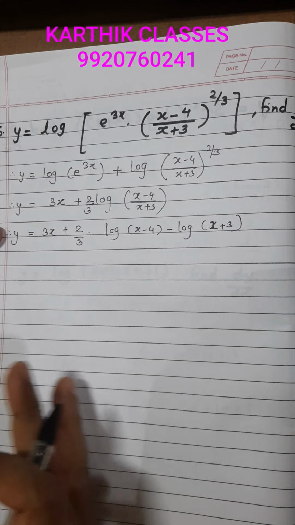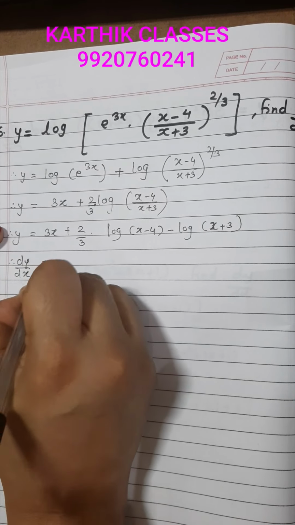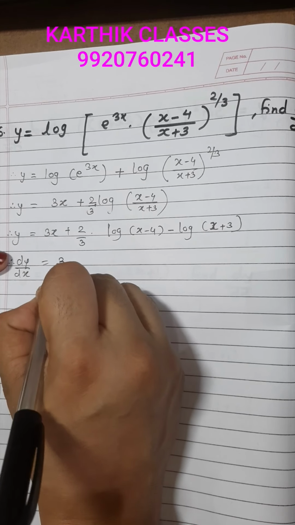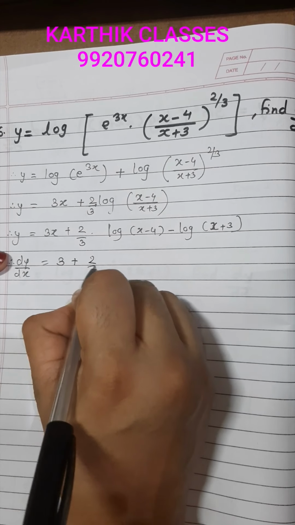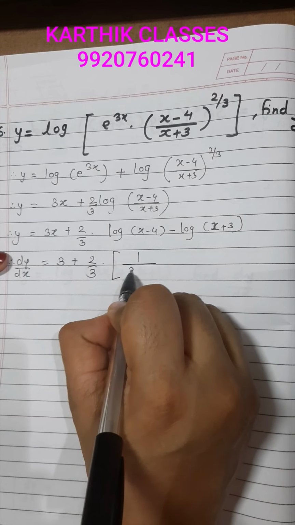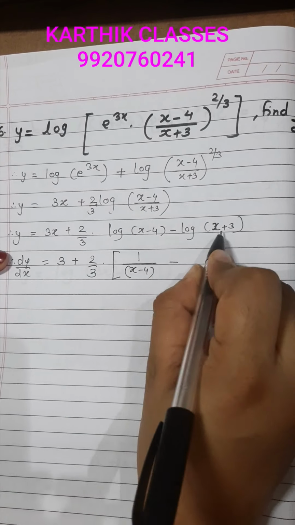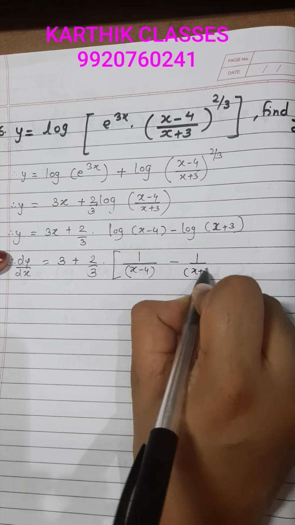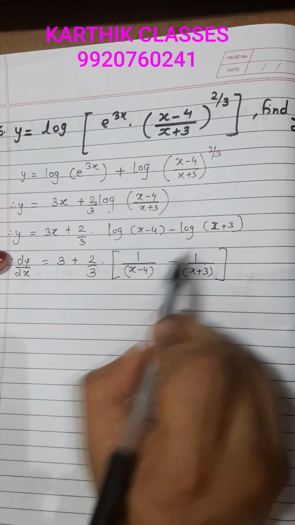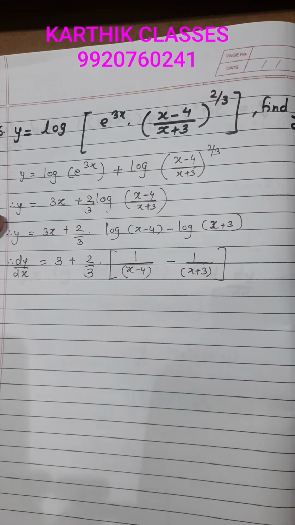Okay, and now we will differentiate this particular example. So therefore dy by dx is 3, the differentiation of x is 3, plus the constant out into the derivative of log of x minus 4, which is 1 upon x minus 4, minus 1 upon x plus 3. That's it. Now just see here, the x degree is 1, so there is no further differentiation. This is the final answer. Okay.